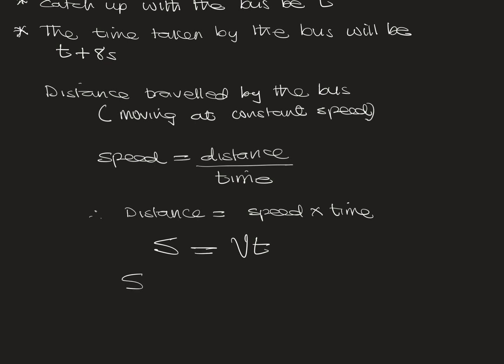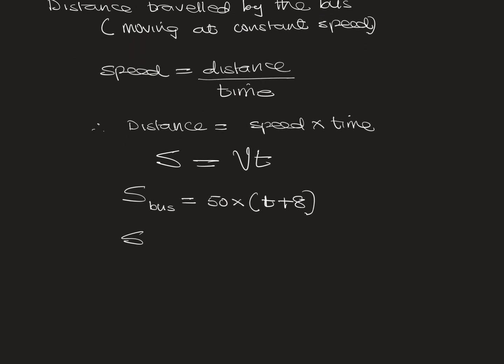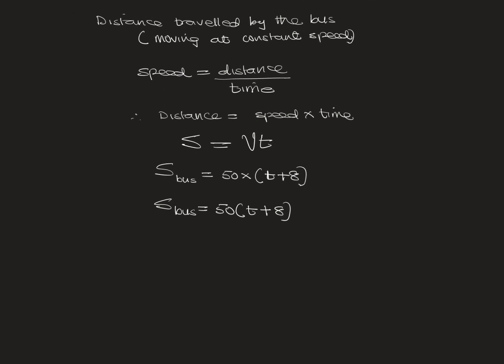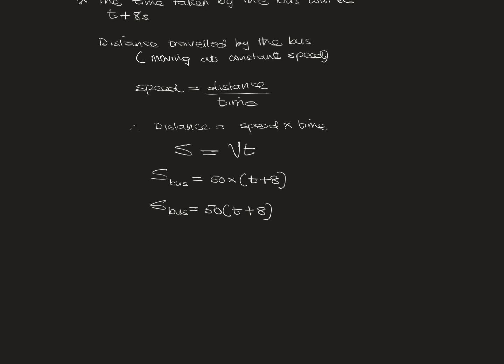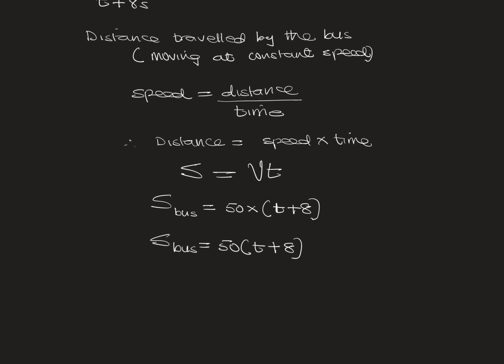So the distance traveled by the bus, the speed is what? 50 multiplied by what will be the time? Whatever time it takes, it is t plus 8, because it is 8 seconds ahead of the cab. So the distance traveled by the bus is equal to 50 into t plus 8. We can maintain this. All right. Now let's move on to establish an equation for the distance traveled by the cab.